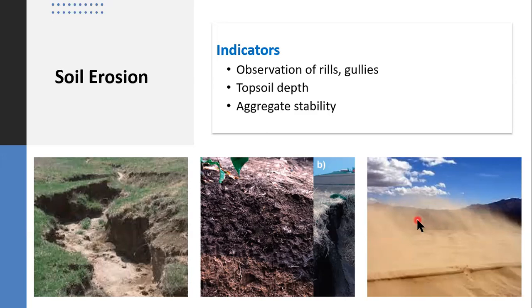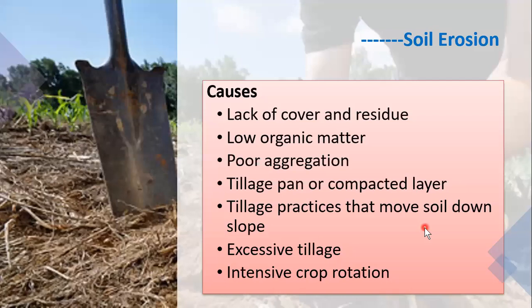Then aggregate stability. If we don't have good aggregation, we may have wind erosion, because such soils are more prone to air and even more prone to water erosion. Lack of cover and residues. If the soil is not covered, it's naked, so it is more prone to water and wind erosion. Low organic matter means less aggregation, so poor aggregation. A tillage pan or compacted layer means less water infiltration and more runoff. That will cause soil erosion.